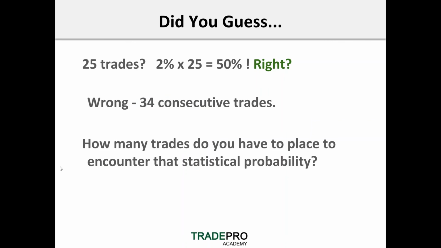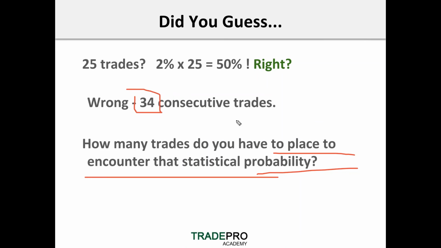So how many trades do you have to place to encounter the statistical probability that you're going to lose 34 consecutive trades? All right, so if you look at stats, there's 2 ways to do this. Where could the market go? The market could go up, the market could go sideways, the market could go down. There's 3 different directions in which a stock or a market can travel. So technically you have a 1/3 probability of the market going up, 1/3 going down, and 1/3 of it staying flat.